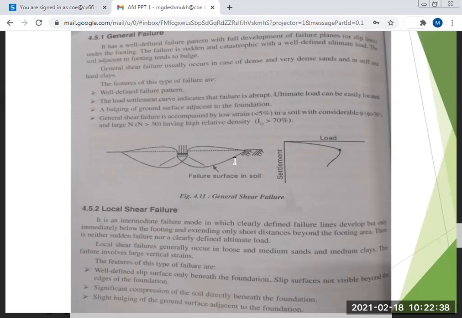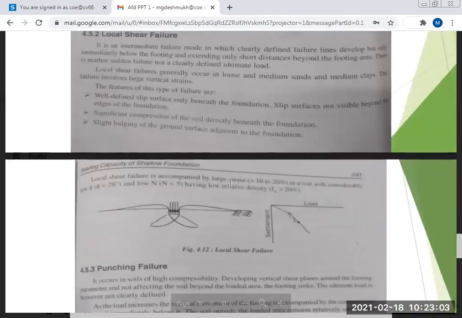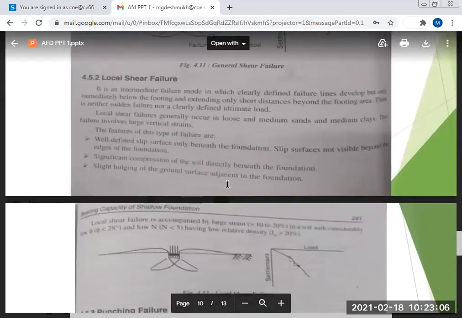In case of general shear failure you will get a well defined figure, but this is not possible in case of local shear failure and punching shear failure. So here, whenever you apply the load, you will get an elastic zone, then plastic zones, then a pair of plastic zones again. Sometimes heaving also takes place when the load is more. So this is the figure for general shear failure, and simultaneously I will tell you for local shear failure.